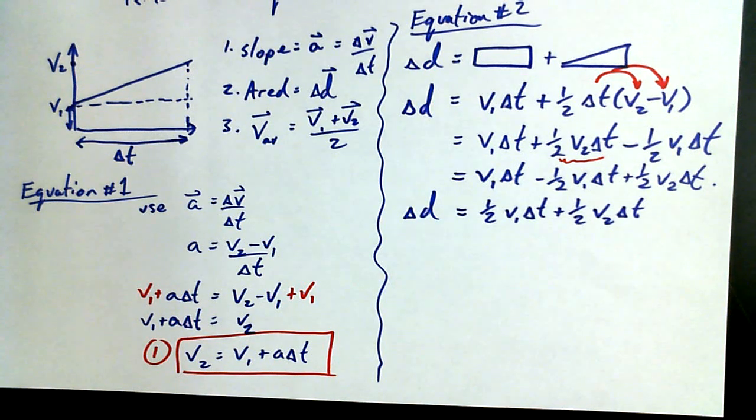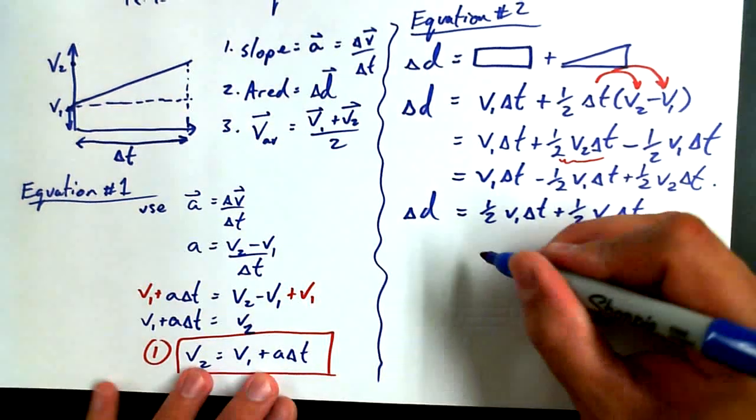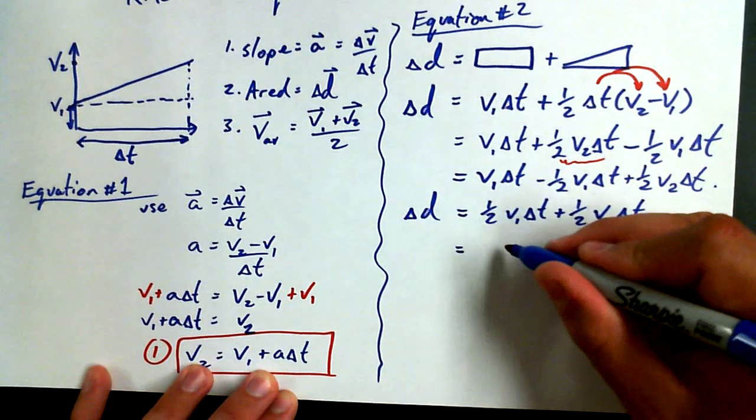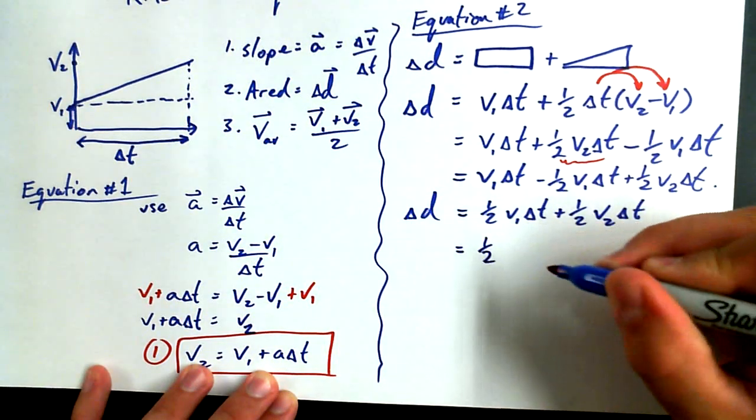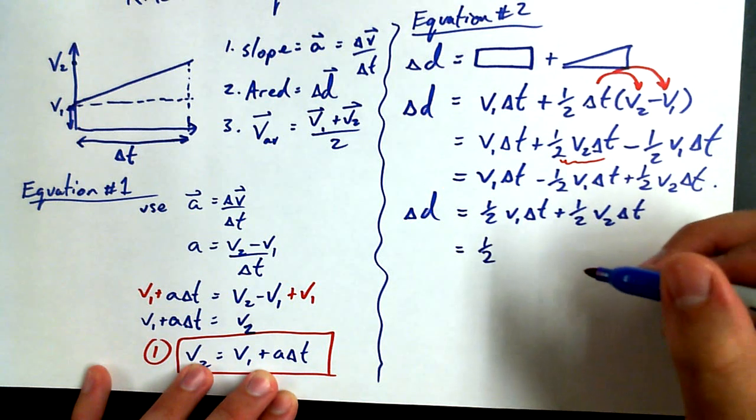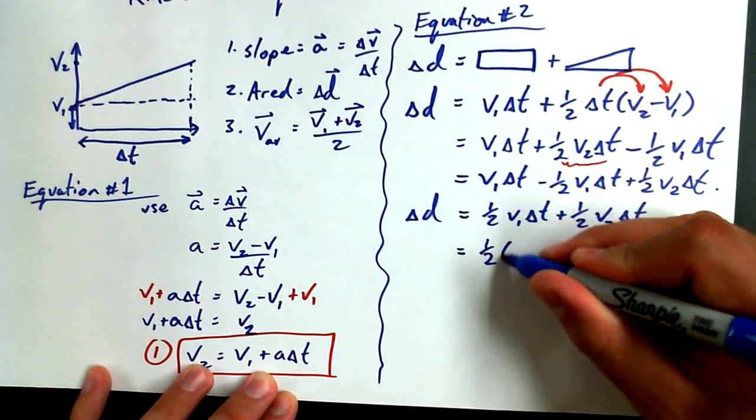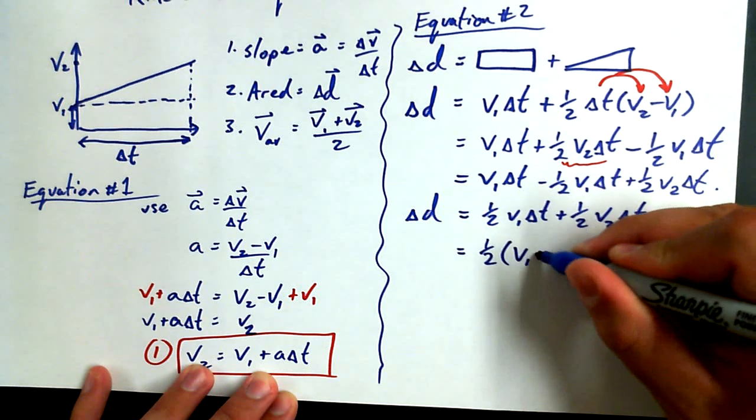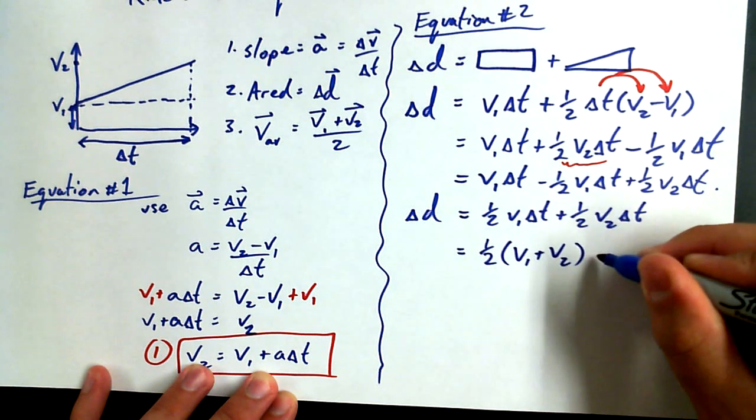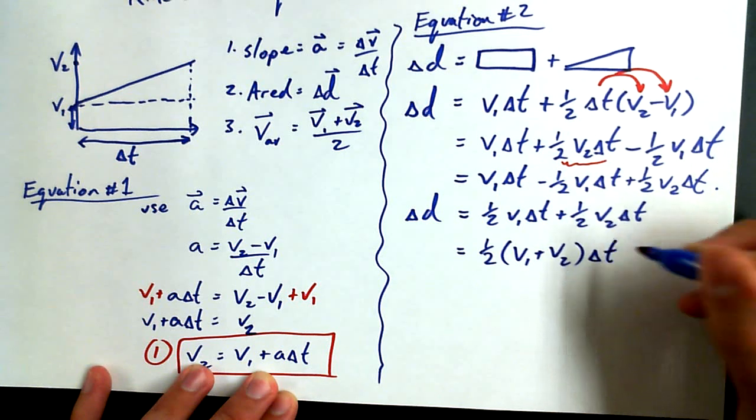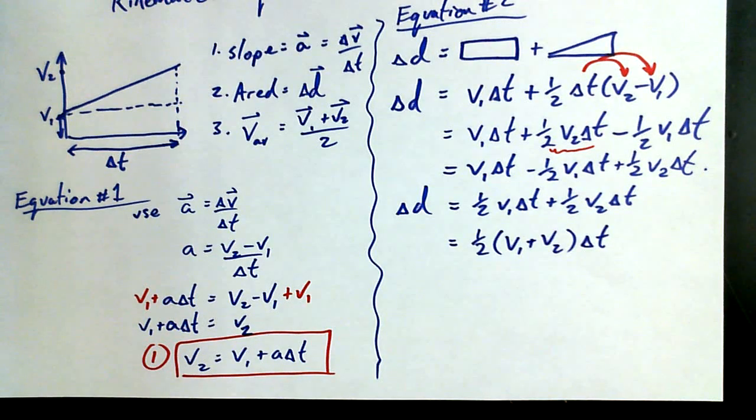Now, I've got some similarities, again, between these two terms. I've got a factor of 1/2 in there, and I've got a factor of delta t in there. So what I'd like to do is factor out 1/2, and you'd think I'd want to do 1/2 delta t both out front, but you'd be wrong. I want to do this, 1/2 times V1 plus V2, and then I'm going to factor out the delta t as well, but I'm going to pop it on the end of the brackets.